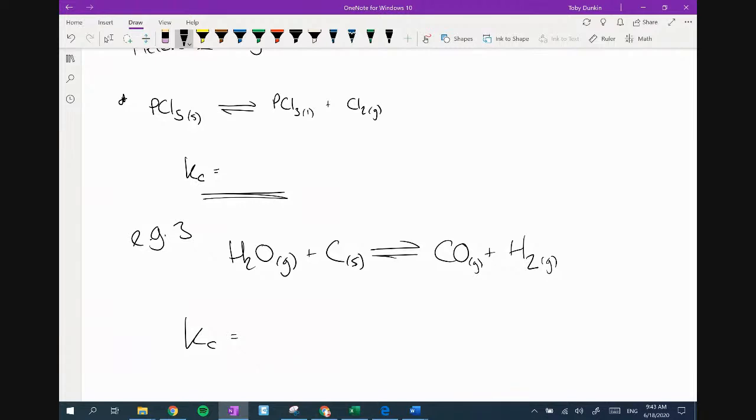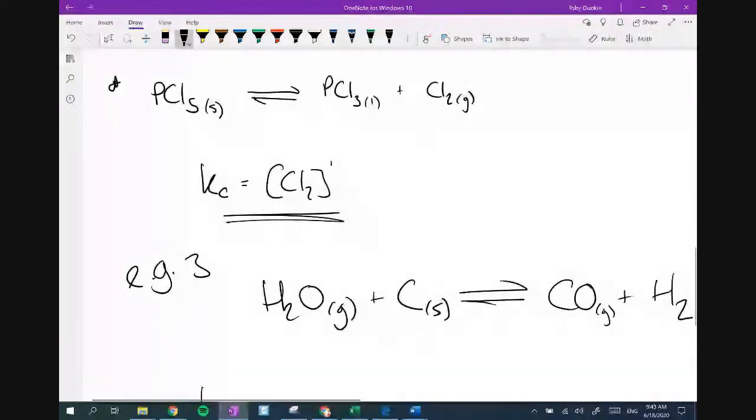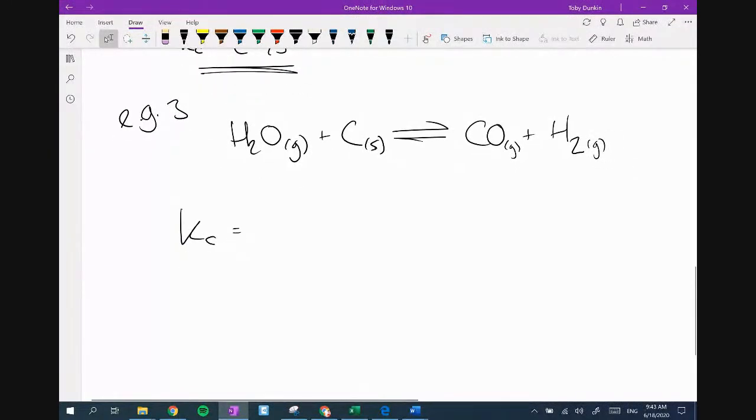There we go. Thank you very much, Donna. Thank you very much, Ria. Tenzi, thank you for contributing. Appreciate it. Yeah, it just becomes Cl2 to the power of 1. That's it. Nice and easy. What about this one? Have a go at this one.